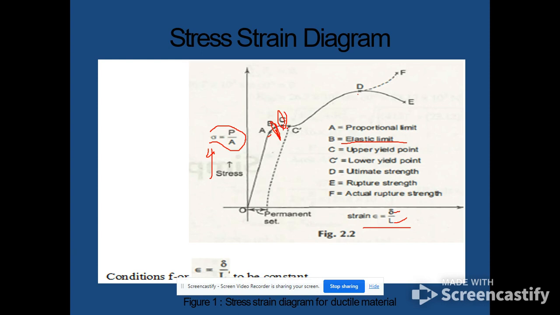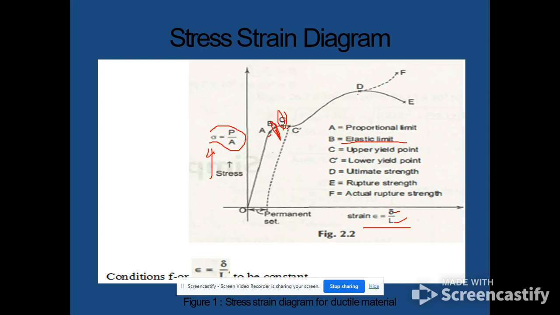The upper yielding point is unreliable. It varies with the shape of the specimen and the rate of loading, hence it is generally not considered as the yielding stress. That's the upper yield point. The second one is the lower yield point. Lower yielding stress is the reliable one, and hence it is considered the yielding stress of mild steel. This is the yielding point.